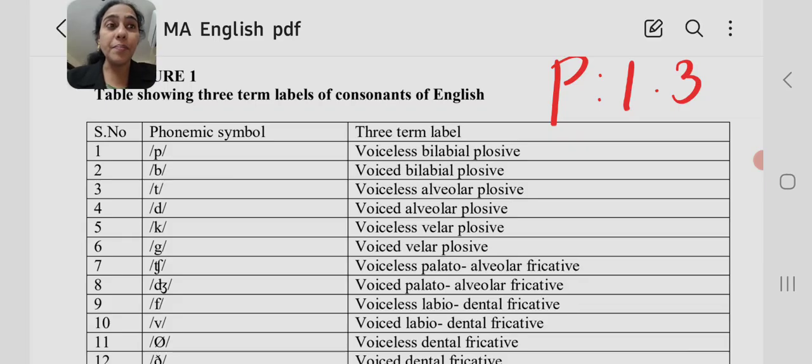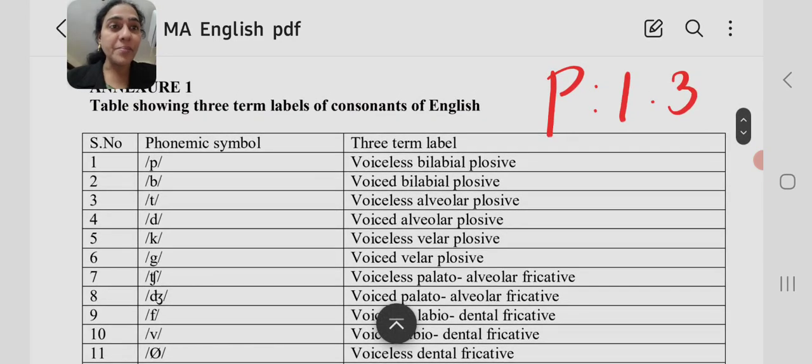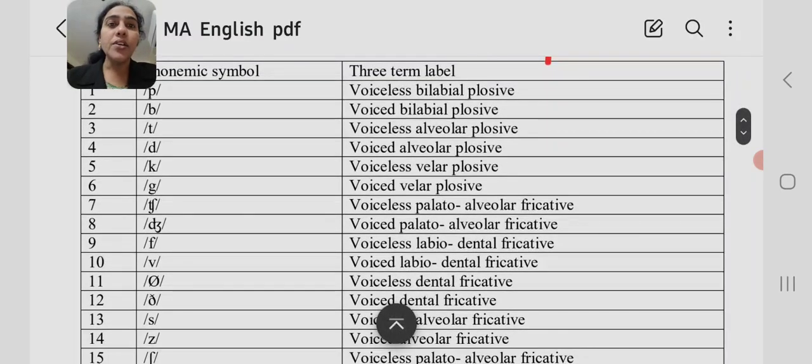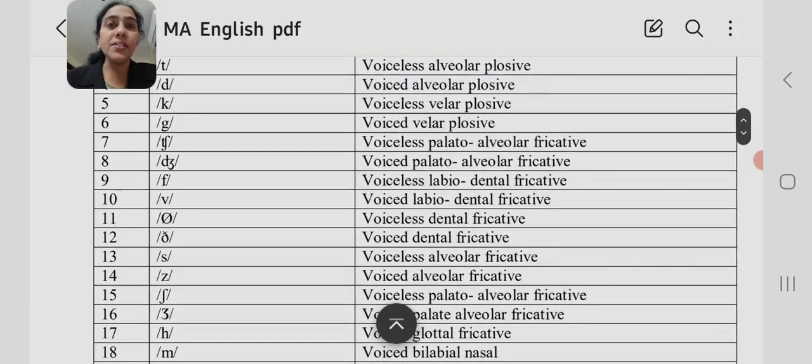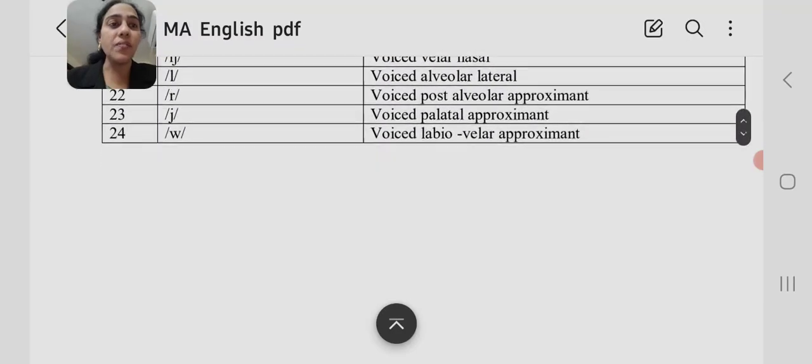And in page number 1.3, yesterday I showed you a tabular column. Refer to it in the previous video so that you will be able to answer and practice all these three-term labels for these phonemic sounds.